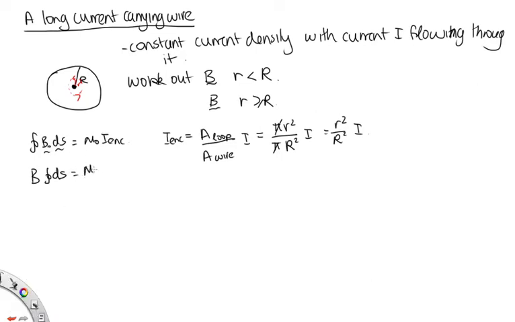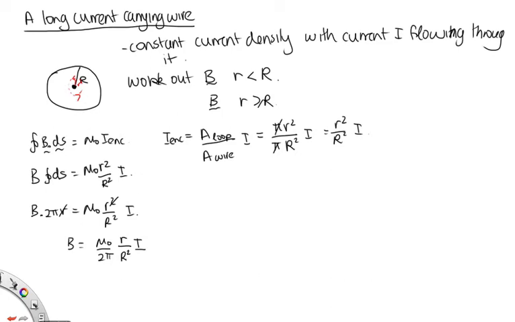And this is equal to mu naught little r squared over big R squared I. So this just means the path length, so in this case it's the circumference of the circle. So we've got B times 2 pi r is equal to mu naught r squared over R squared I. The little r's will cancel out and we end up with B is equal to mu naught over 2 pi, r over capital R squared, I. And that tells us the magnetic field inside the wire.